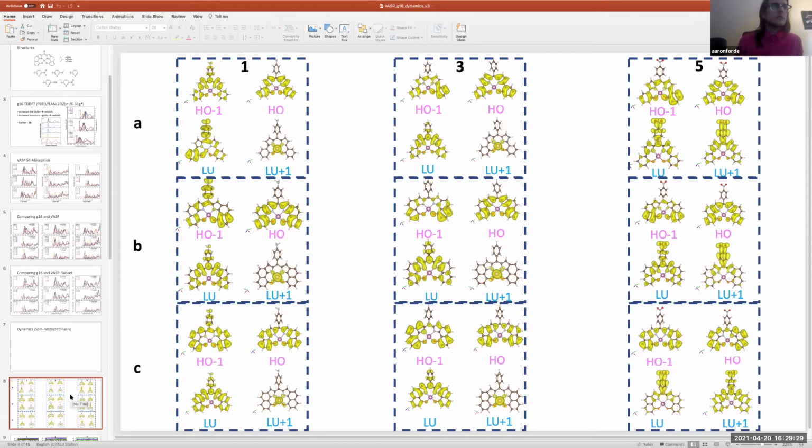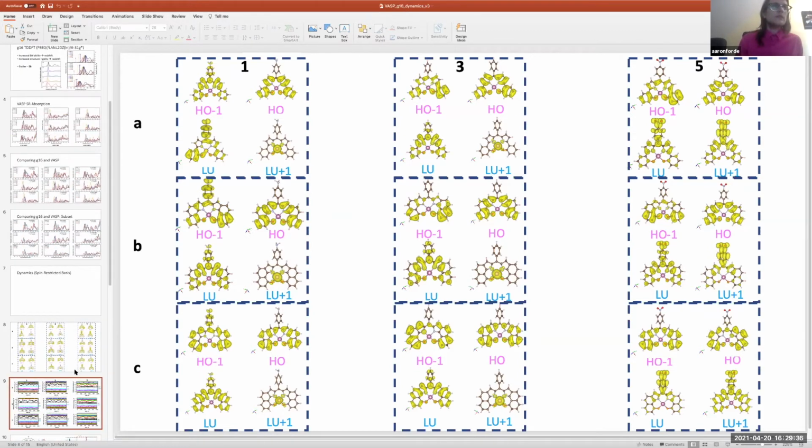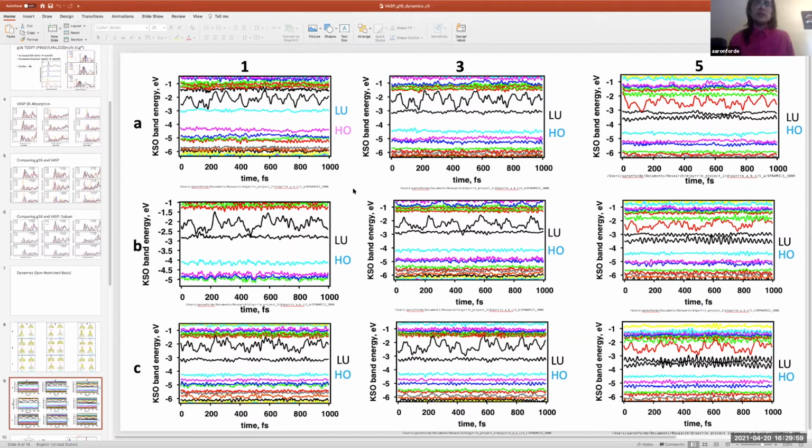And then to start dynamics, we do molecular dynamics at temperature, and I plotted the orbital energy fluctuations along the trajectories. In each panel, it should identify which band is HOMO and LUMO. Is it only my computer, or are we still on the same slide?